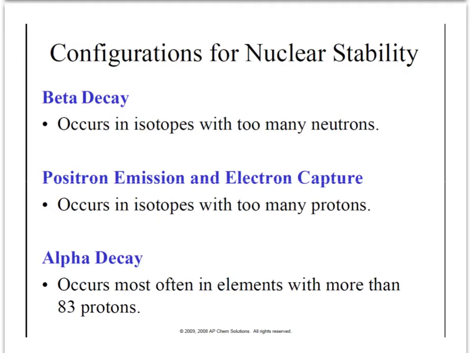And then last thing, if we have too much of everything, so it's just too darn crowded inside that nucleus, it's going to dump 2 protons, 2 neutrons in the form of an alpha decay. And this occurs in most elements that are higher than 83 protons, so elements above lead, so bismuth and above are all naturally radioactive just because they got too much stuff.